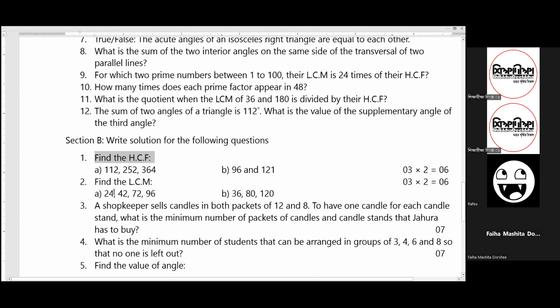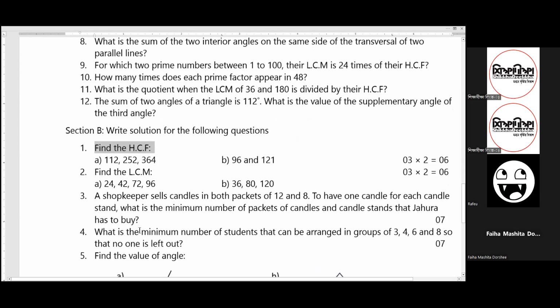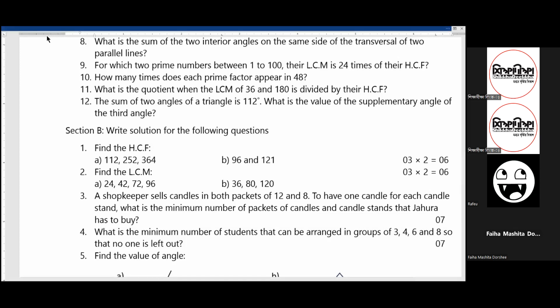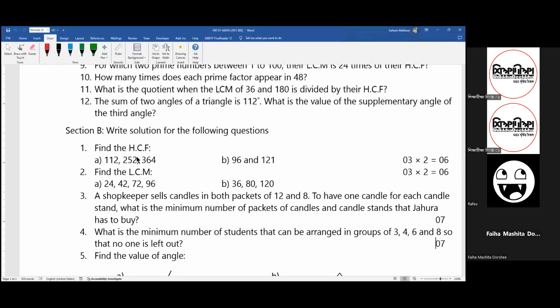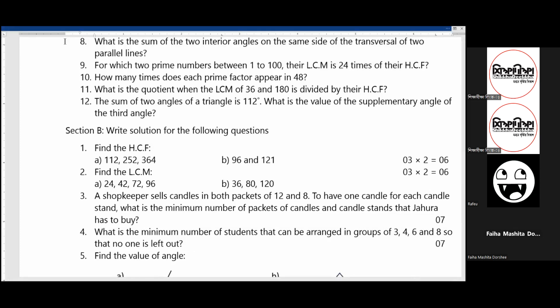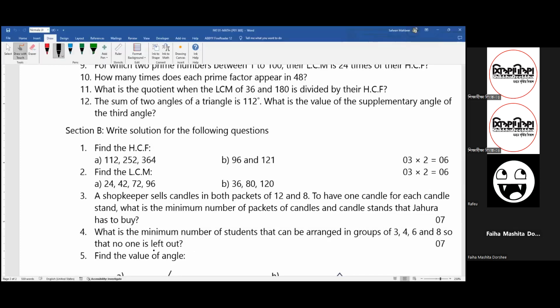Okay, I gave you LCM and HCF, so shall we do 4, 5, 3, 4? What is the minimum number of students that can be arranged in groups of 3, 4, 6 and 8 so that no one is left out? What do we need to find? Their LCM, right? The answer comes to 100, what does this one come to? 120, right? Sir, 48? 48.